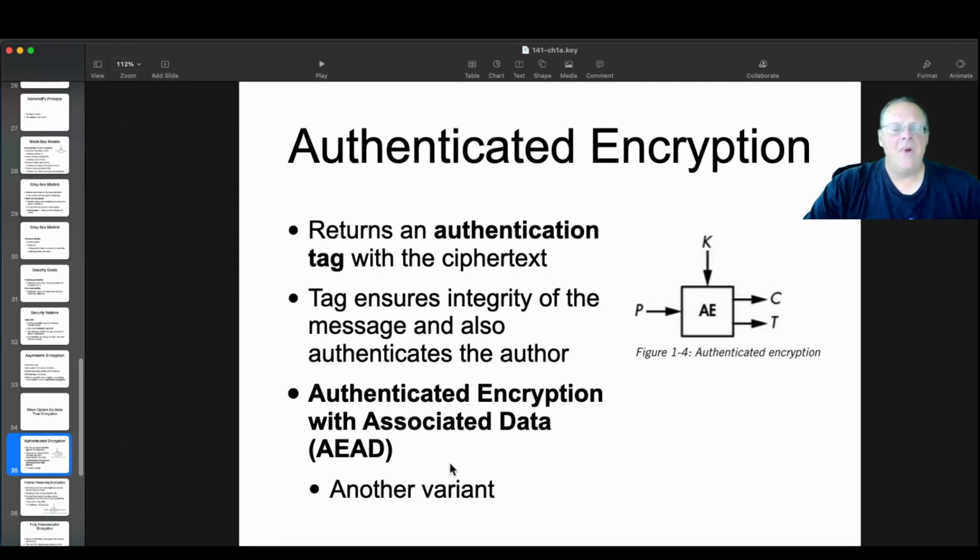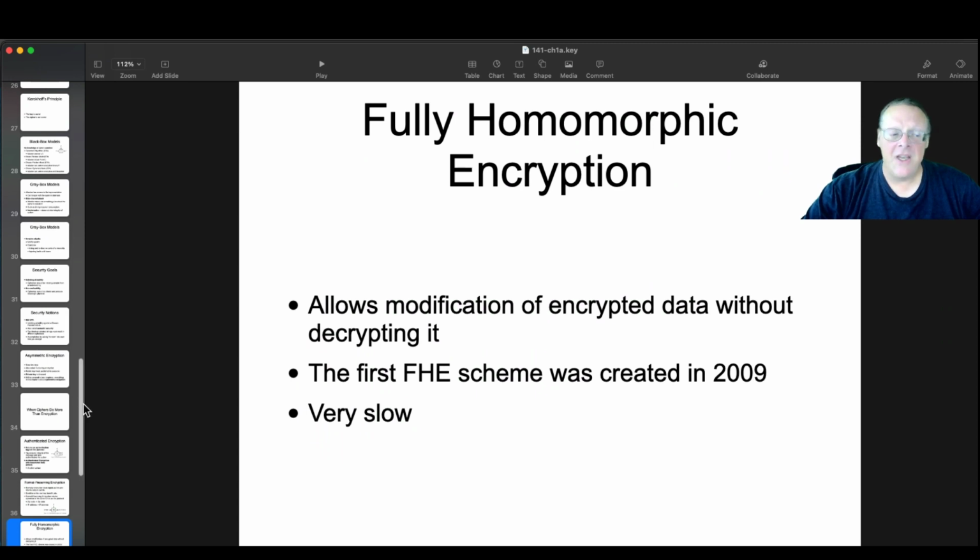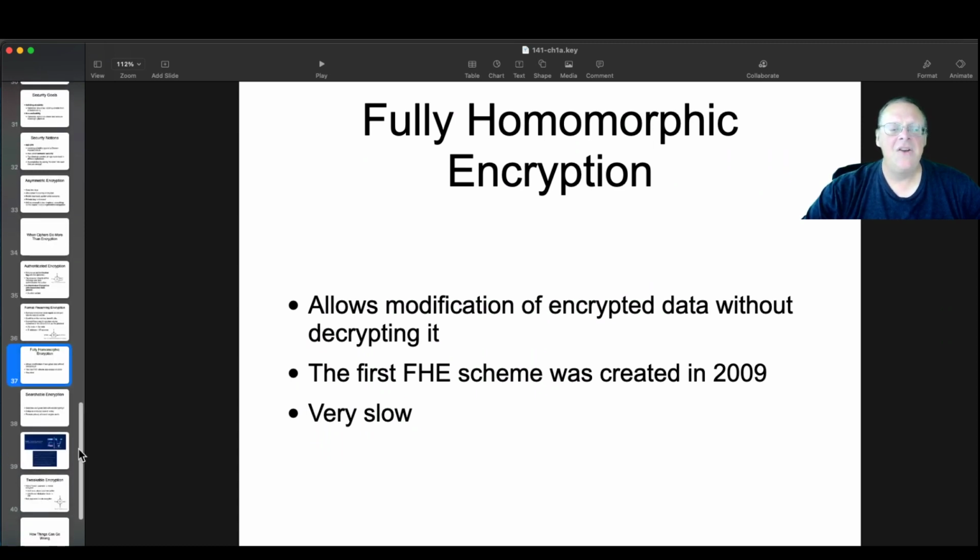And here's one example, authenticated encryption with associated data. We'll be talking about this. It's what's actually used quite often because you often would like to sign something in addition to encrypting it. There's format preserving encryption, so you can encrypt things in a database that was designed to run without encryption. So if your database was designed to store IP addresses, you can encrypt them, but they still look like IP addresses. They don't turn into random bits, so they'll fit in the database along with the unencrypted stuff. That's format preserving. There's fully homomorphic encryption, which is pretty much insane.